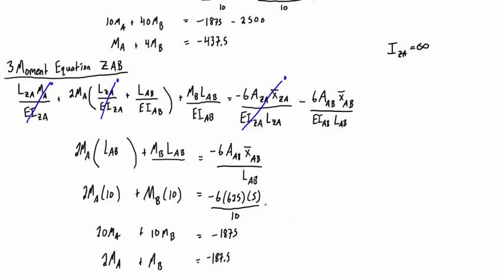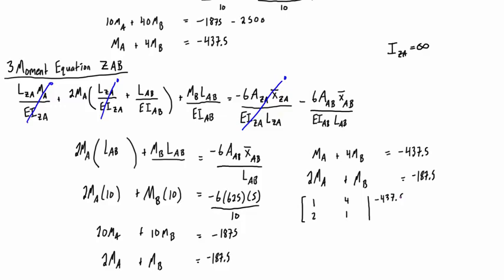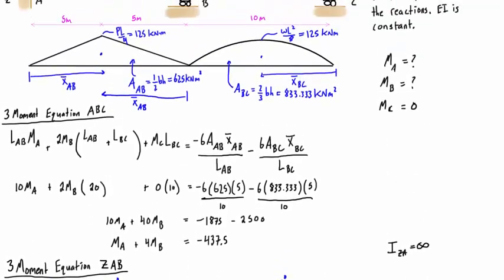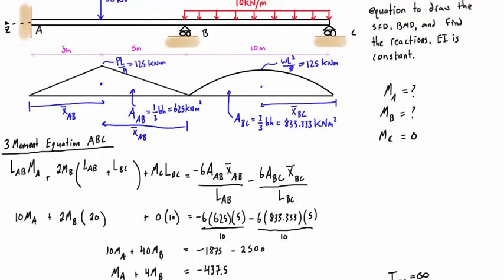Alright, so now we have two equations and two unknowns, and you can solve this by simple substitution or using a 2x2 augmented matrix. We find that MA is equal to negative 44.643 and MB is equal to negative 98.214. Those are the internal moments right at those reactions, at these points. So now we know MA, MB, and we already knew that MC was equal to 0.